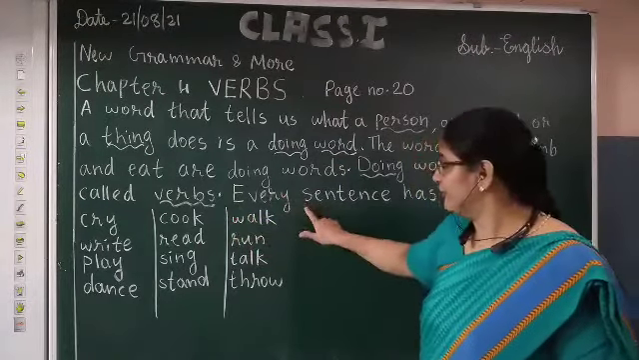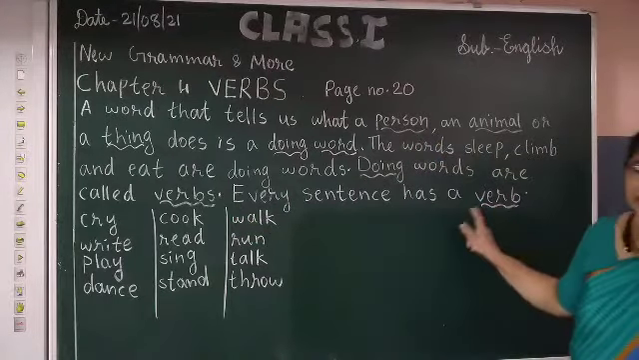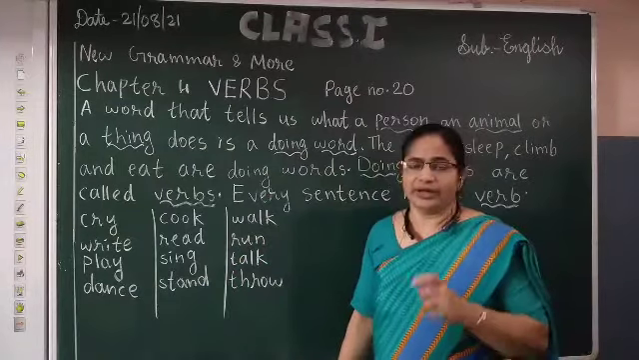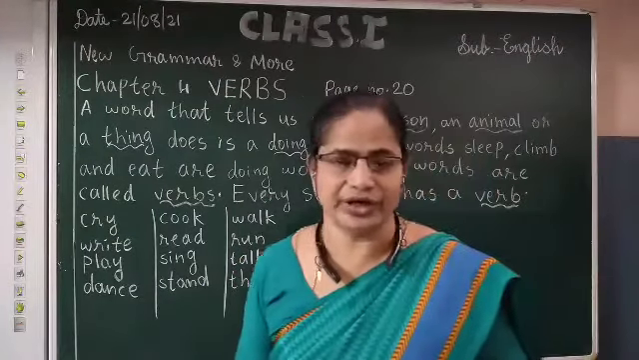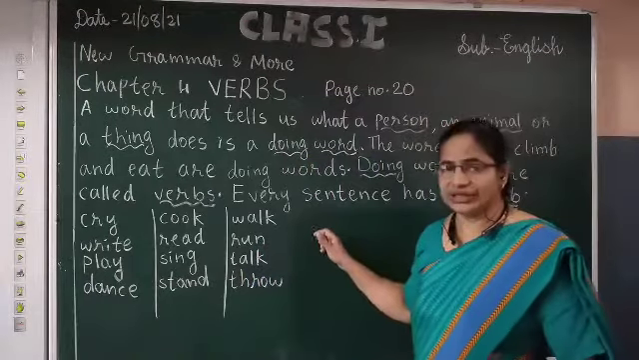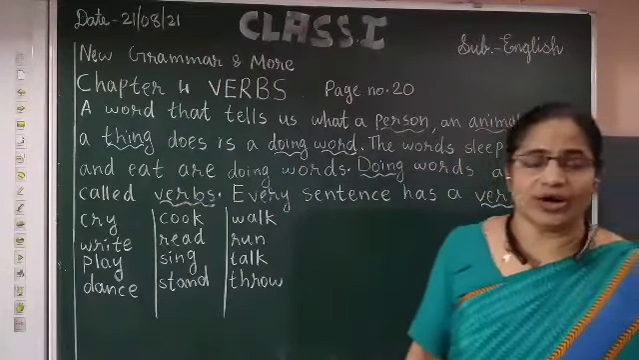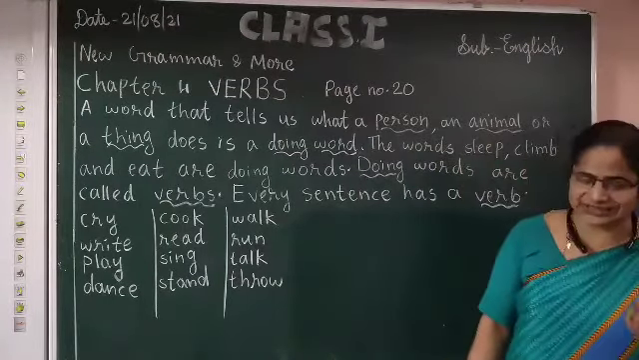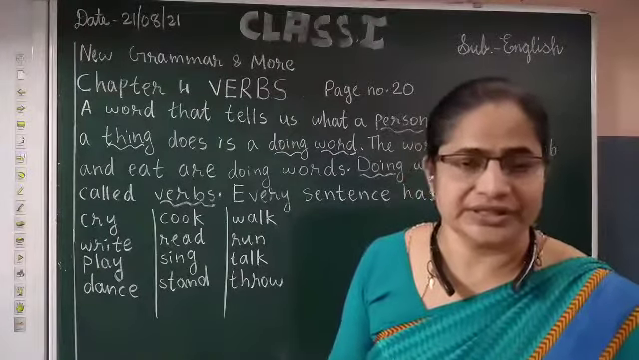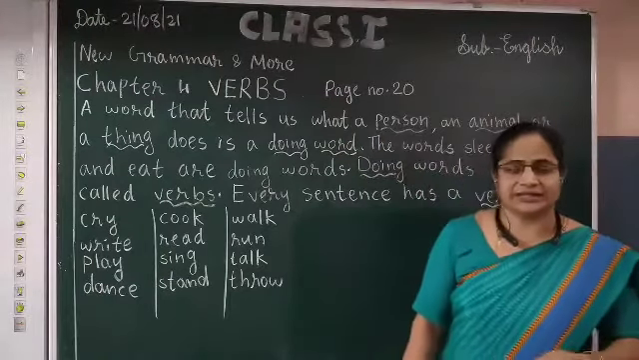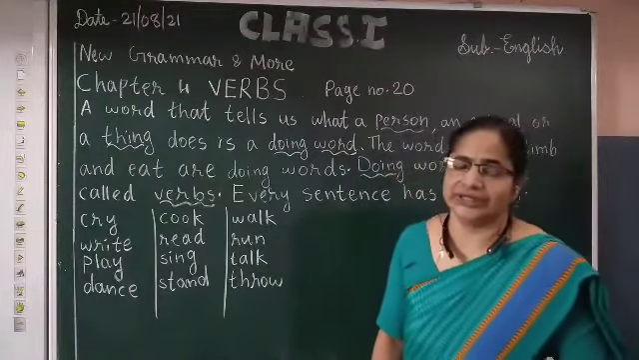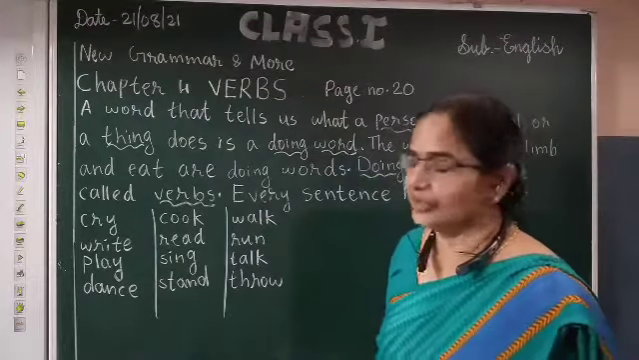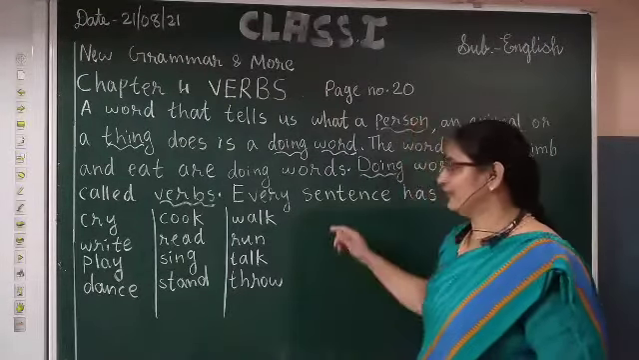You got it? Every sentence has a verb. Every sentence is having a verb. हर सेंटेंस में एक वर्ब है. You got it? A word that tells us what a person, animal, or thing does, that is a doing word. For example, sleep, eat, write, walk, cook, stand. These are the doing words, and doing words are called the verbs, and every sentence is having a verb.